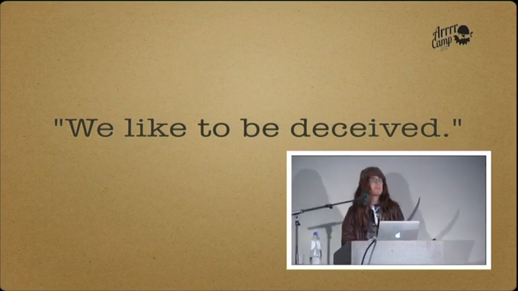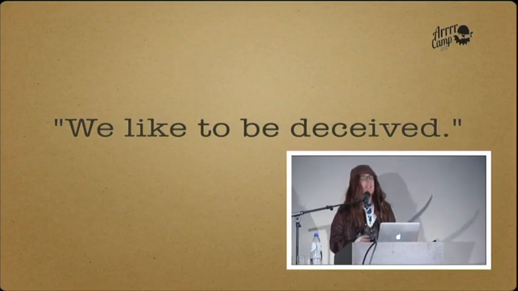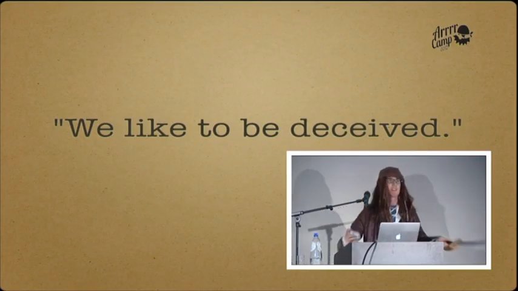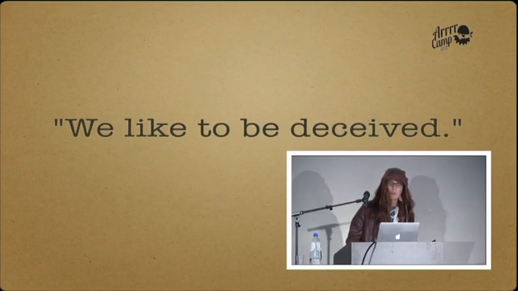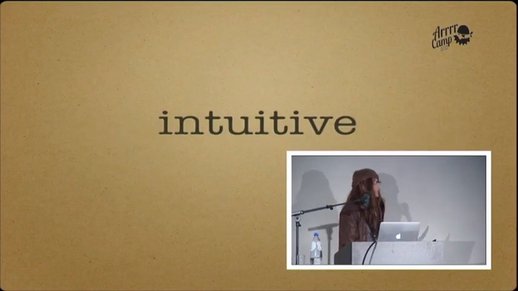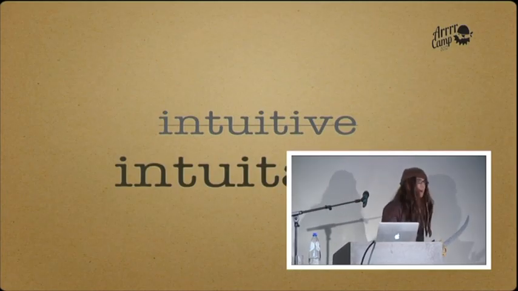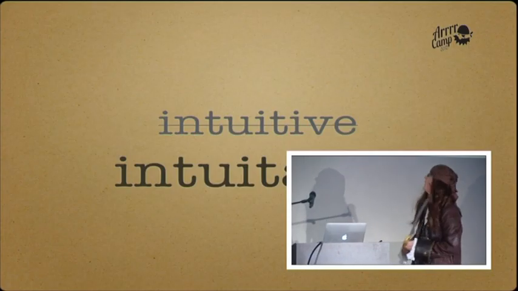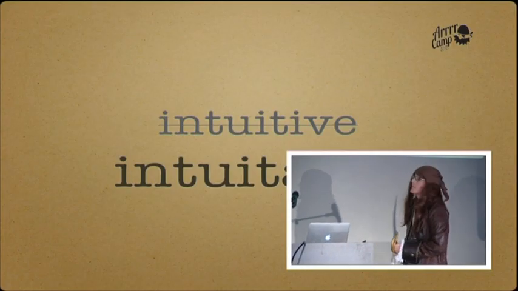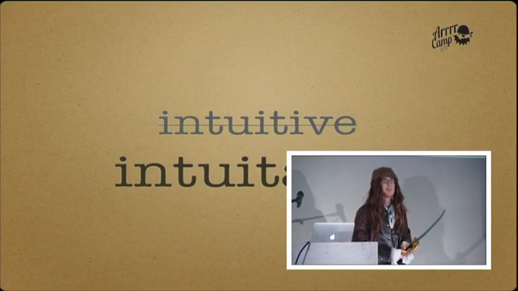So we like to be deceived. We like to be lied to. We like things to make us feel like things are happening, even if they're not. So one word that gets thrown around a lot is intuitive, like an intuitive interface. This word is wrong, of course. A person or a dog can be intuitive, and an interface can be intuitable, but convention states that we use the word intuitive for an interface.